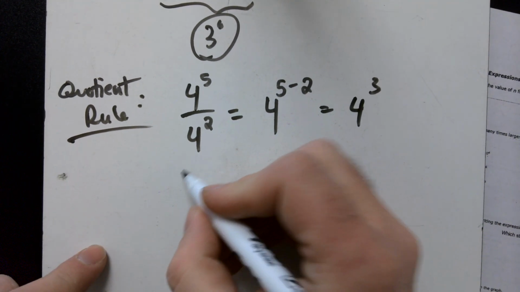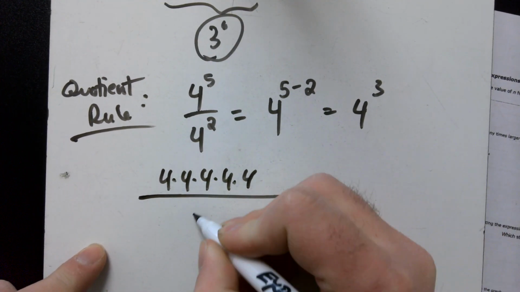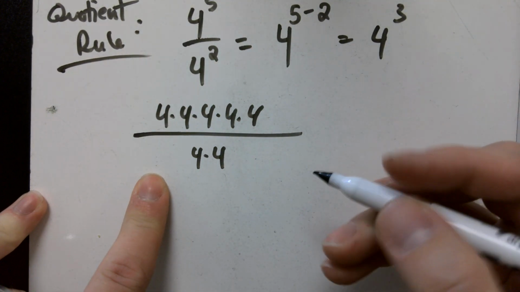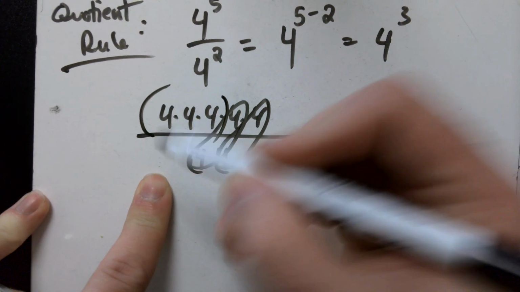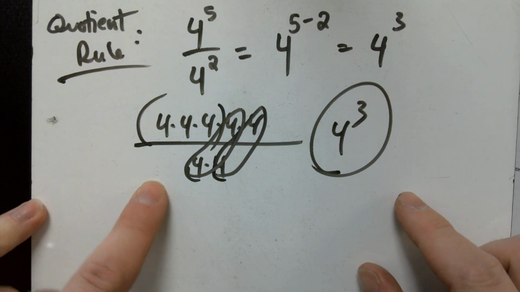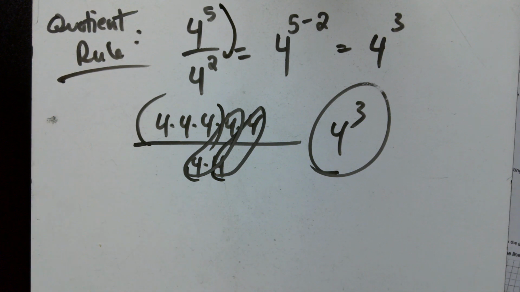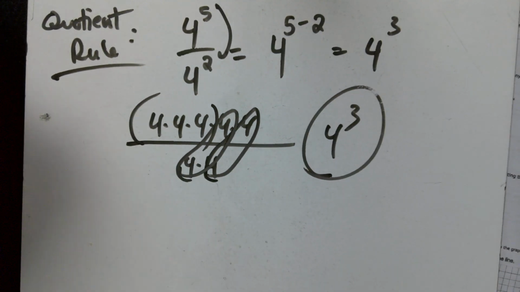Well, why can I do this one? If I expand this out, 4 times 4 times 4 times 4 times 4 over 4 times 4, are there any factors in common I can circle up and cross out? Yeah, how many pairs of 4s? 2. 1 pair, 2 pair. How many 4s are left? Well, that's just 4 to the 3rd. So again, in order to avoid doing all that expanding, I can just subtract downward. That's the important thing. I'm not subtracting 2 minus 5. I'm going top down, 5 minus 2. Does that sound good? Yeah?